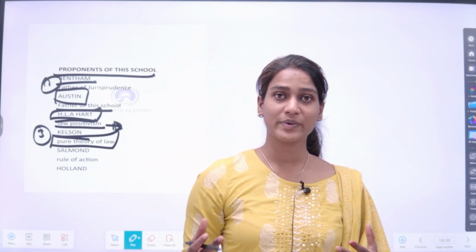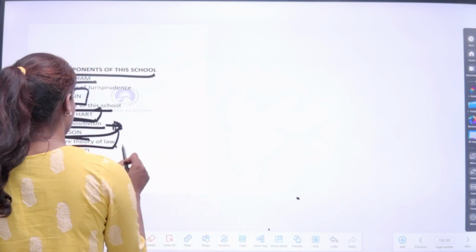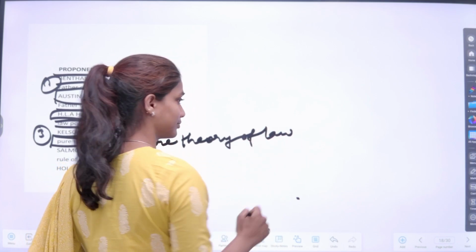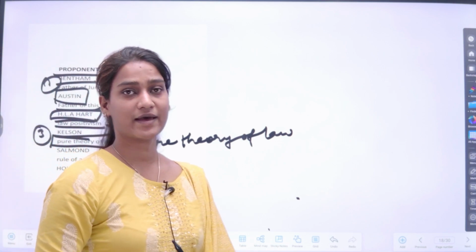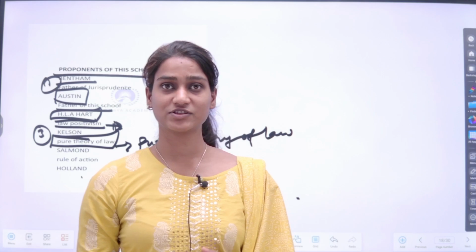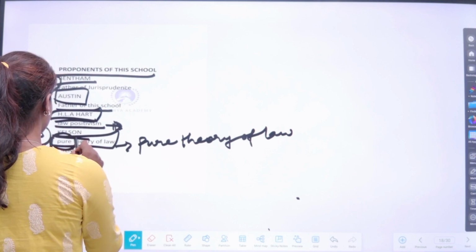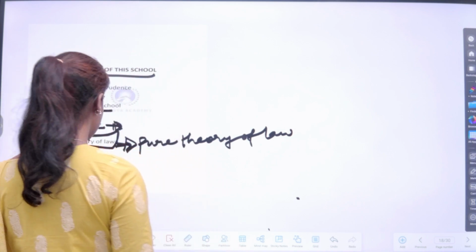The third proponent of the analytical school is Kelsen. Kelsen regards it as the pure theory of law. So, what does it mean by law being pure? It means that law should not take into account any happenings which are there in the society. This is what Kelsen has to say about law.